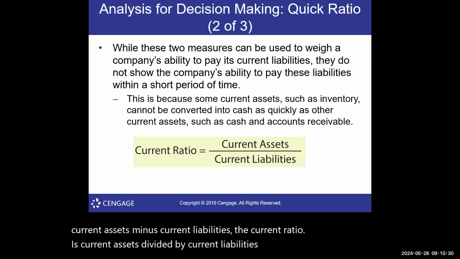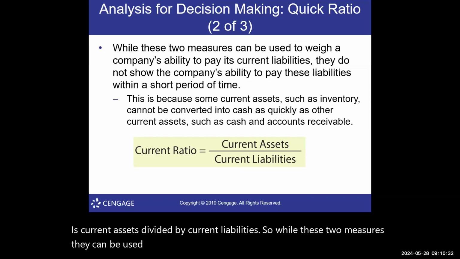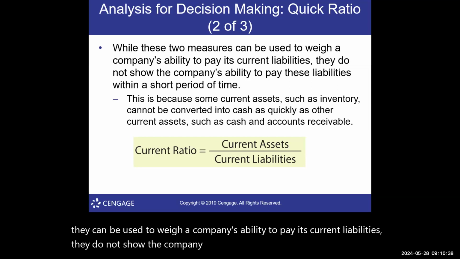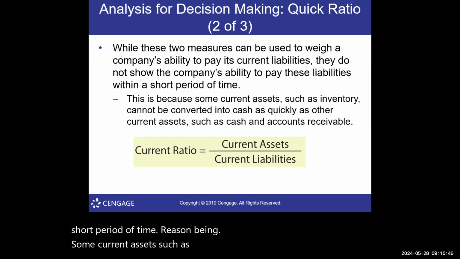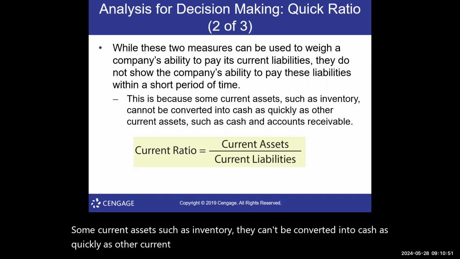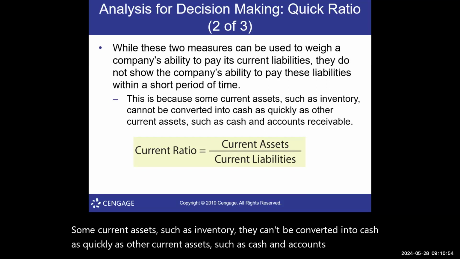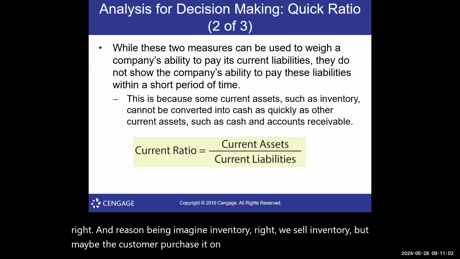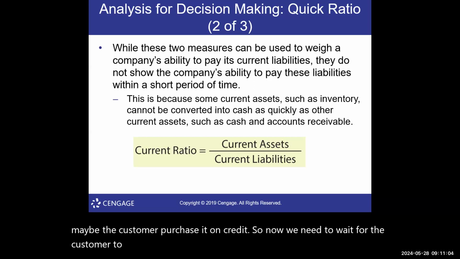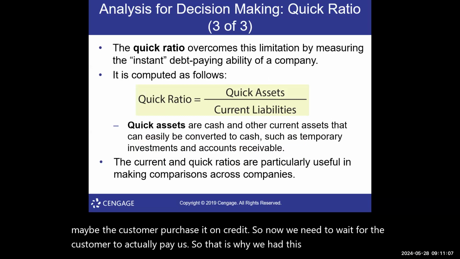While these two measures can be used to weigh a company's ability to pay its current liabilities, they do not show the company's ability to pay these liabilities within a short period of time. The reason is that some current assets, such as inventory, can't be converted into cash as quickly as other current assets, such as cash and accounts receivable. Imagine we sell inventory, but maybe the customer purchased it on credit. Now we need to wait for the customer to actually pay us. That is why we have this last measure, which is the quick ratio.